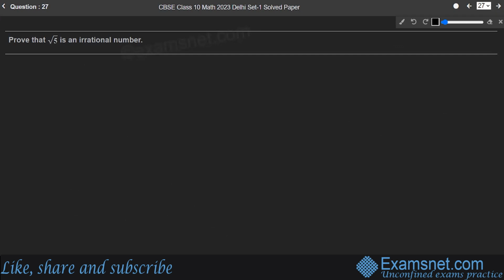Now, prove that root 5 is an irrational number. That is what we are supposed to prove. So let us begin. What are rational numbers? The number which can be expressed in the form of a by b, where a and b both are co-prime numbers. This is the definition of a rational number, and those which are not rational are irrational ones.